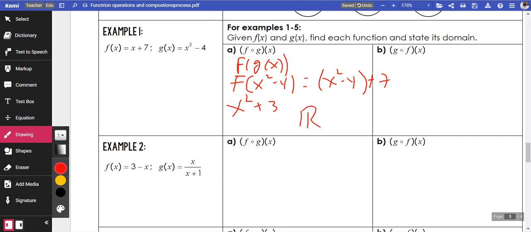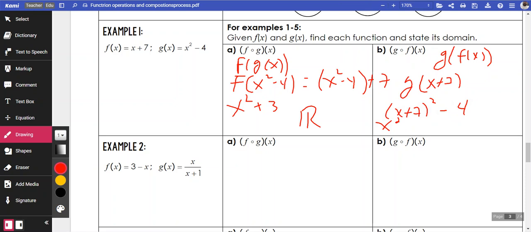Now, you don't get the same thing if I find g of f of x. So this guy, I'm going to find g of x plus 7. What's that look like? x plus 7 squared minus 4. So square the first term, that's an x squared. Square the last term, that's 49. Multiply the two together and double, that's plus 14x, minus 4. So what do I get? I get x squared plus 14x plus 45. Completely different function, but it's also a polynomial, so its domain is all reals.